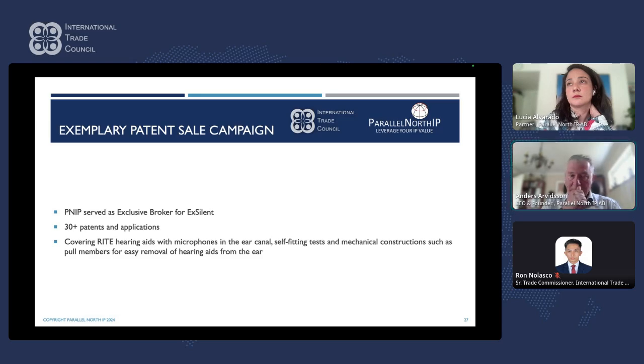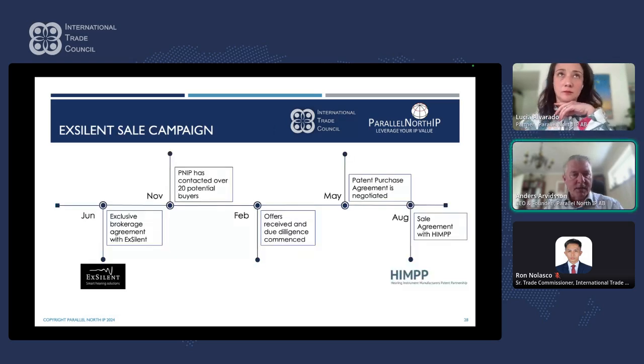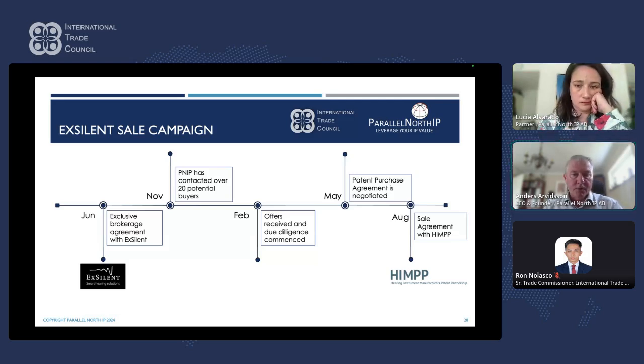The portfolio had about 30 plus patents and applications, and we reached out to a number of prospect buyers. If we look at the next slide, we can see the timeline for the sale. So in June, we signed the agreement with Exylon, and we contacted about 20 prospect buyers until November. And in February, we received some offerings from various companies, and they did their due diligence.